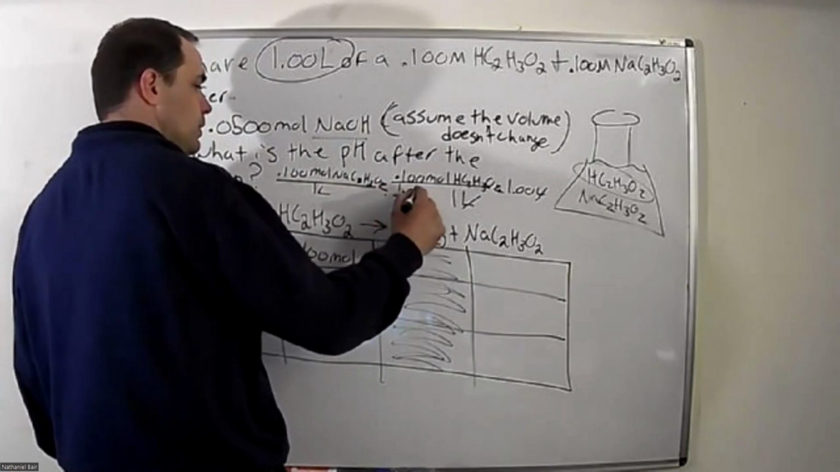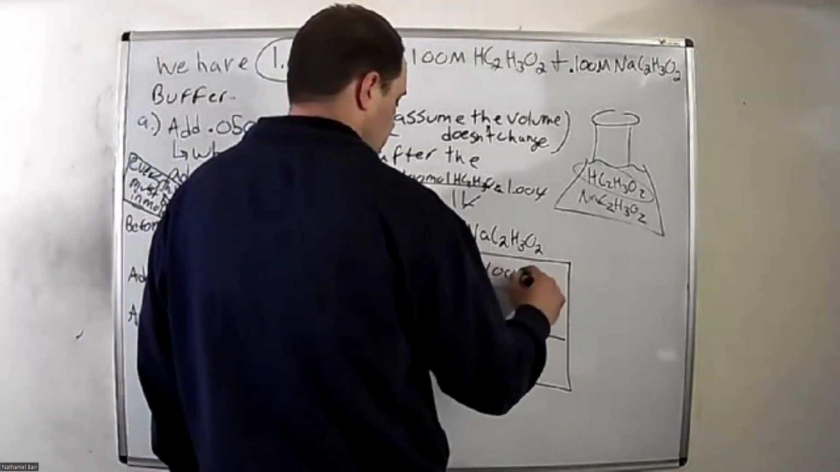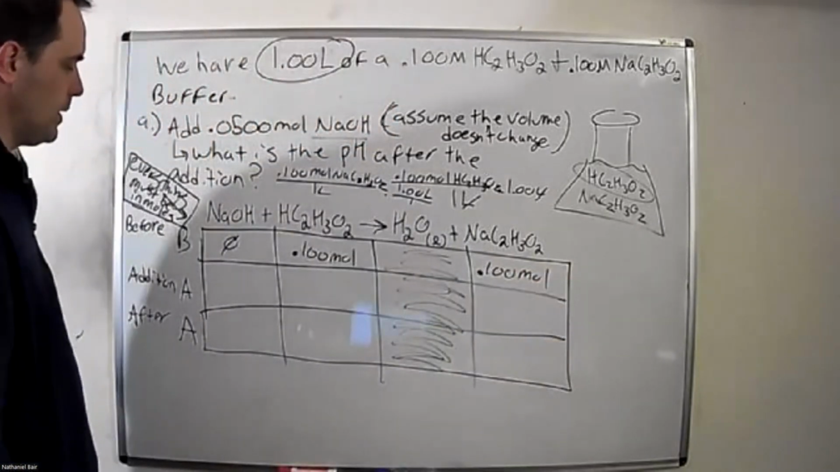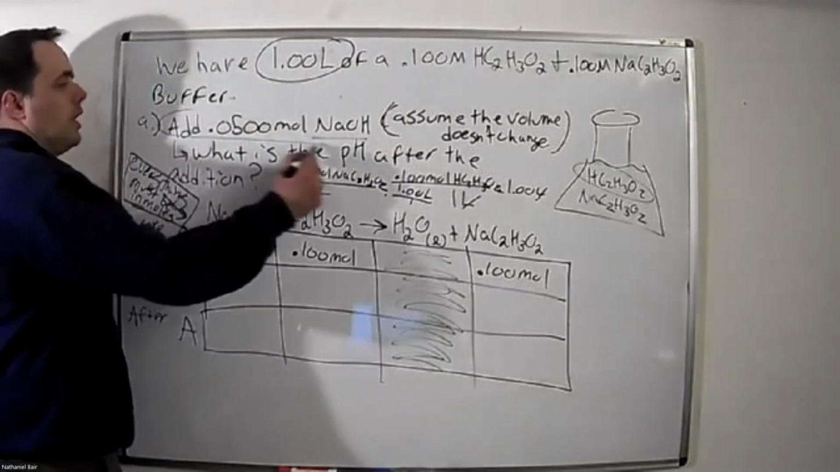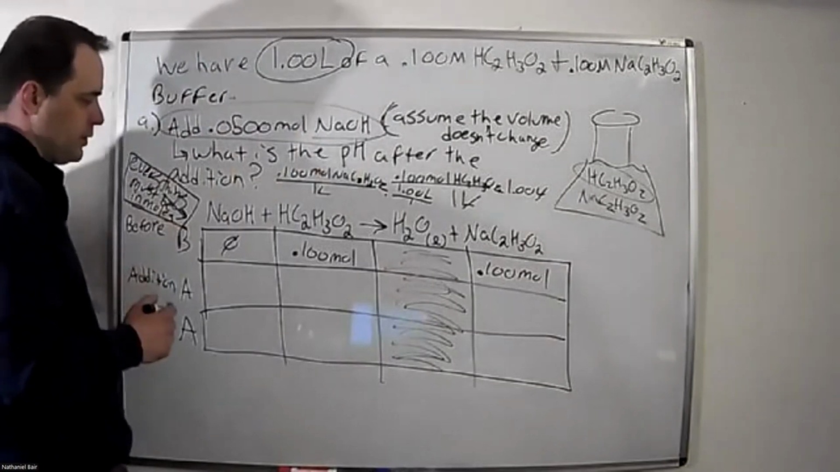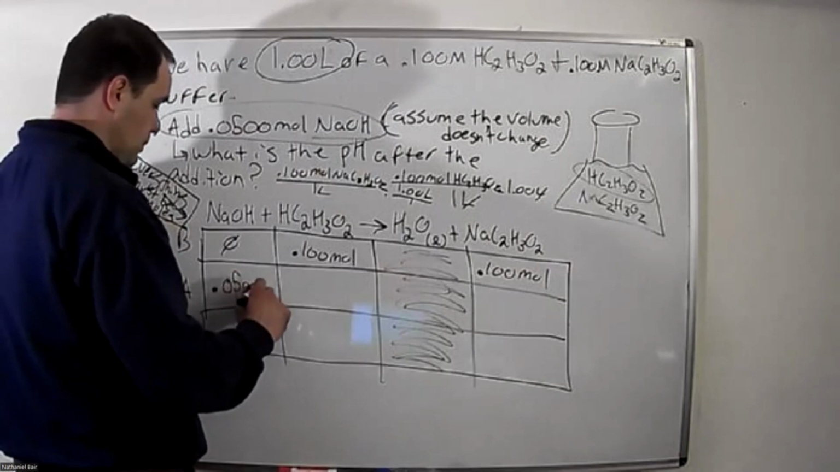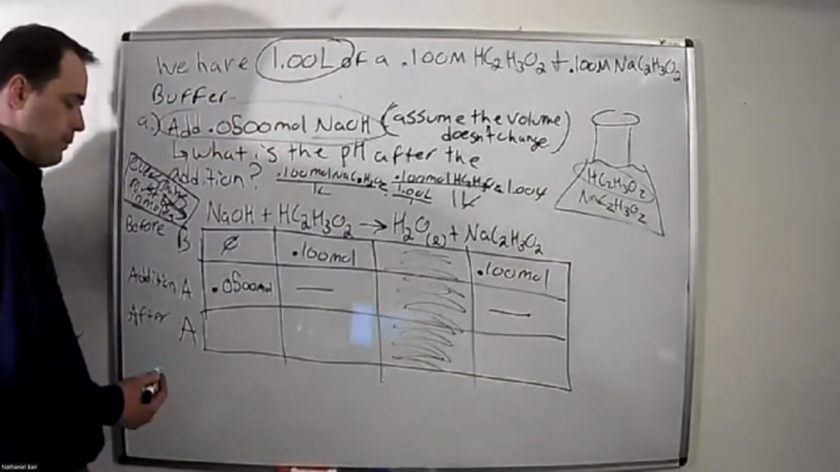And again, we have 1 liter. So it comes out, again, we got to start somewhere. We're going to do a really easy problem. That's 0.100 moles of sodium acetate. Now, what are we adding? We're adding 0.0500 moles of sodium hydroxide. So we're adding 0.0500 moles. We didn't add anything here. We didn't add anything here.